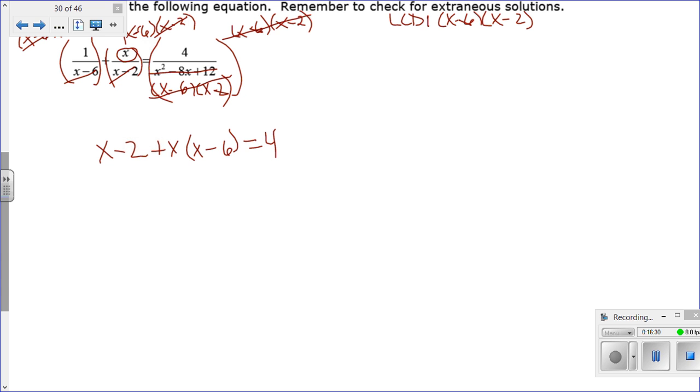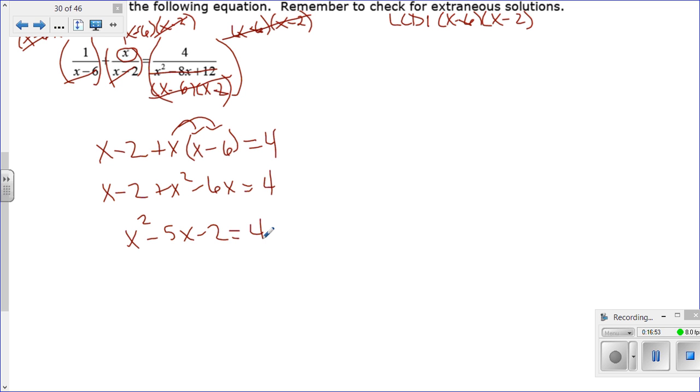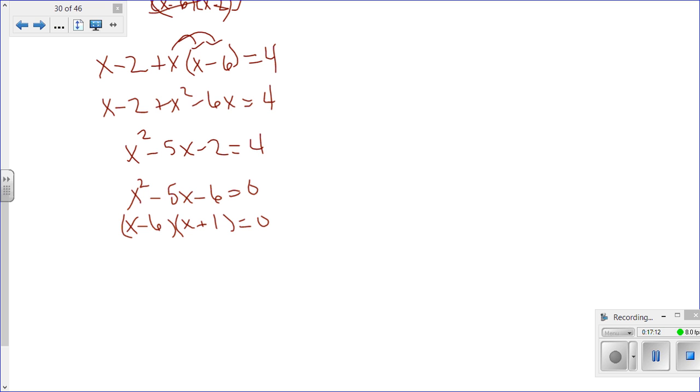All right, so let's get to work here. I have x minus 2 that I need to distribute, plus x squared minus 6x equals 4. So I combine my like terms, write in descending order, I have x squared minus 5x minus 2 equals 4. Since I have the x squared term, I need to get this equal to 0, so I'm going to subtract 4. So I have x squared minus 5x minus 6 equals 0. So if I add them, I will have x minus 6 and x plus 1. So I have x equals 6 and x equals negative 1.